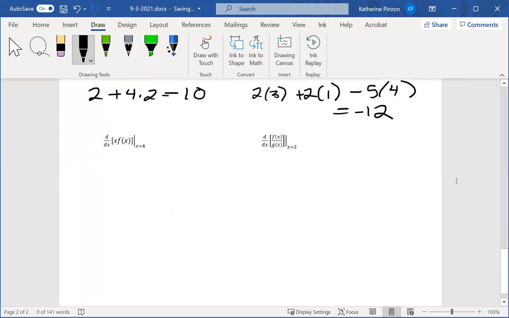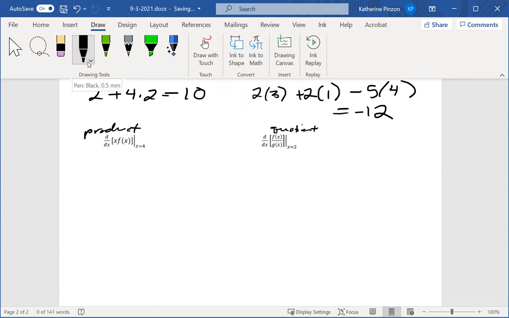Okay, what you should notice about these last two guys is they need rules, right? They don't just need the adding and subtracting. In this function, I have an x and an f of x multiplied together. I'm going to need to use the product rule. In this function, I have an f and a g divided by each other. What rule am I going to need? The quotient rule. So for this guy, I'm going to need the product rule. For this guy, I'm going to need the quotient rule.